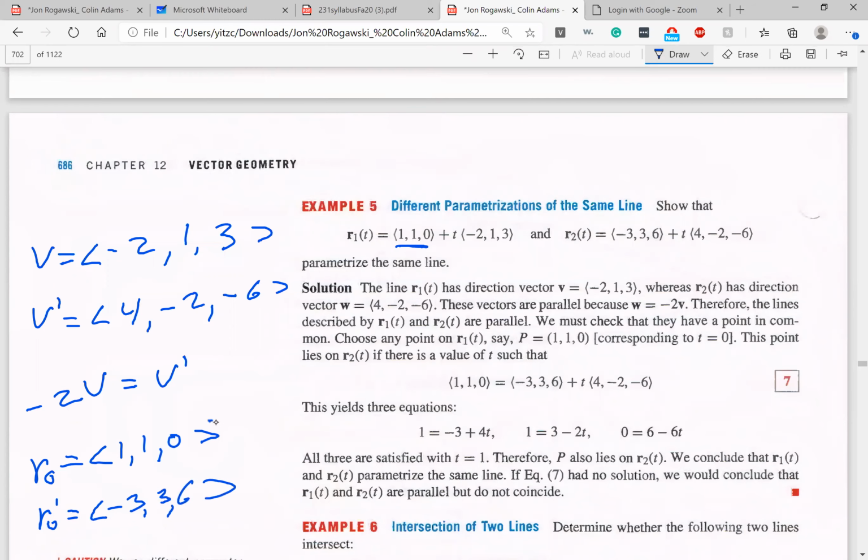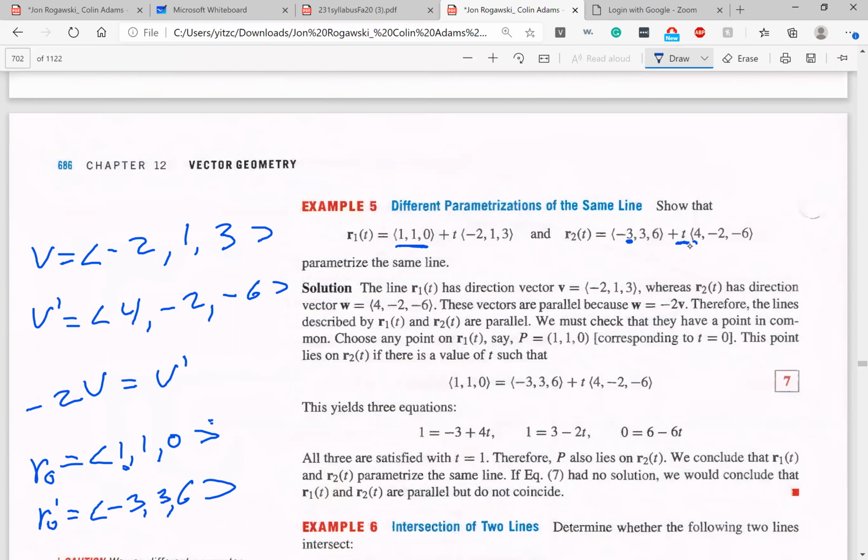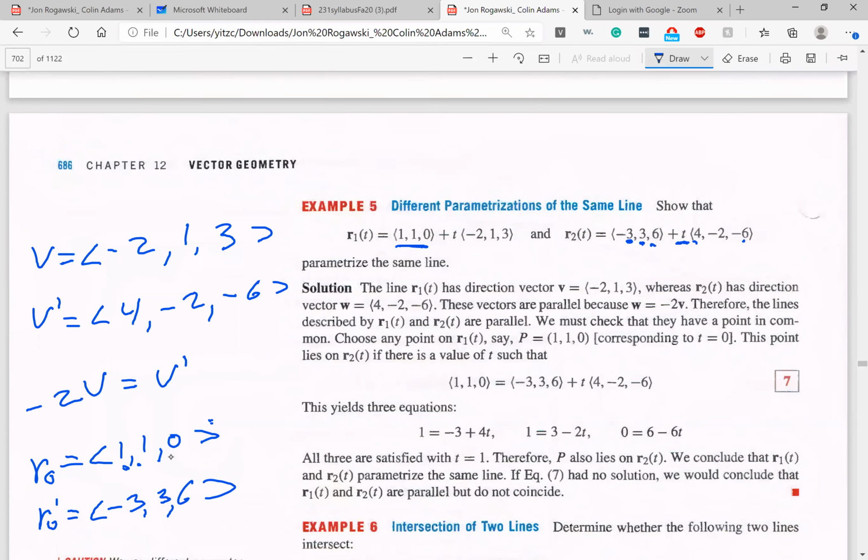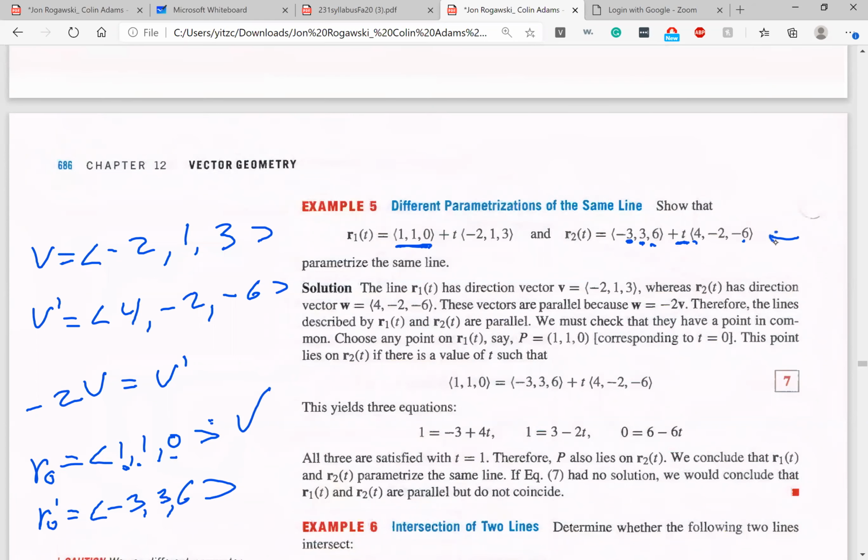So first, does this point lie on this line over here? Well, if I take this t to be equal to 1, then I'm going to get -3 plus 4, which is 1. And I am going to get 3 minus 2, and that's going to get me to 1. And I am going to get 6 minus 6, and that will get me to 0. So check, this point lies on this line. And that actually is all we need to know.